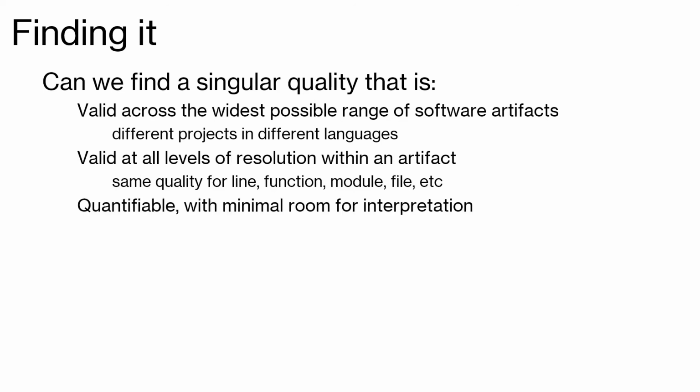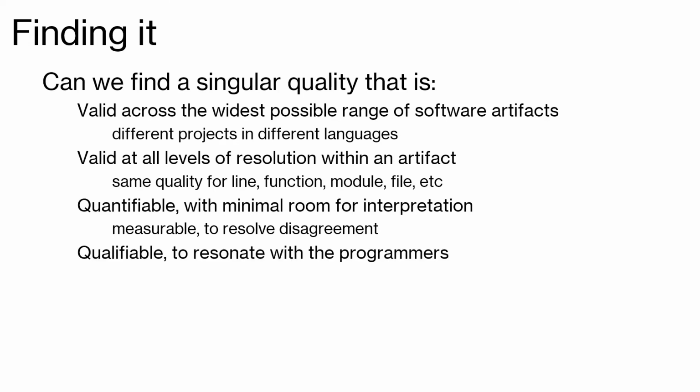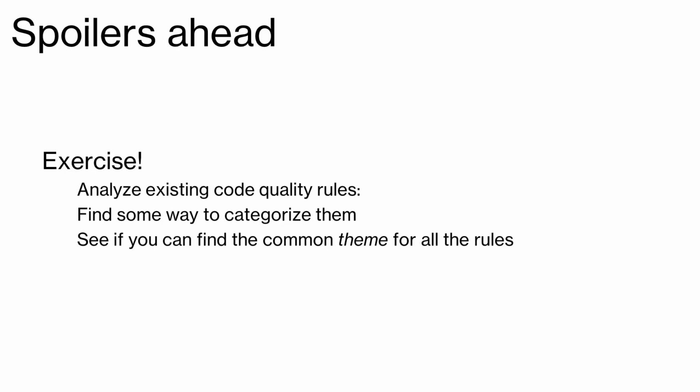And we want it to be quantifiable, so that we're not stuck with a bunch of engineers who don't agree what quality means. And we want to be able to measure it in some either objective or at least intuitive way to resolve disagreement, so we're not stuck in situations where everybody thinks it's subjective. And we also want it to be qualifiable, to resonate with the intuition of the programmers that are making this software. So let's look at the code quality rules that we've been given.